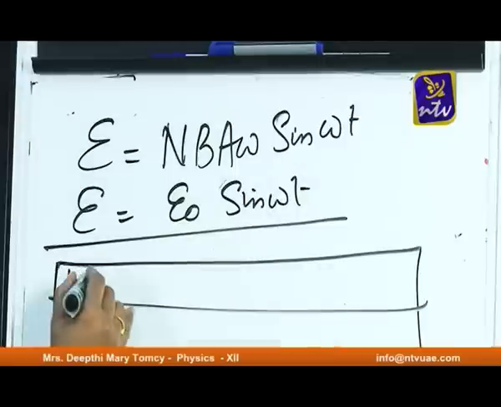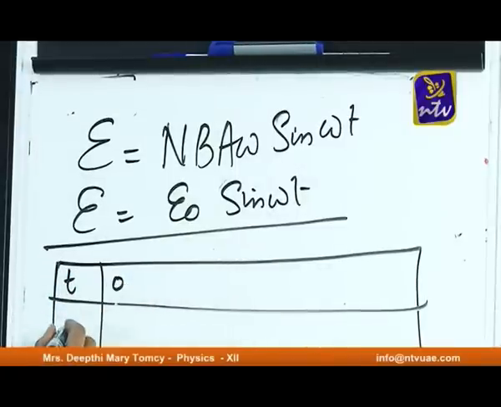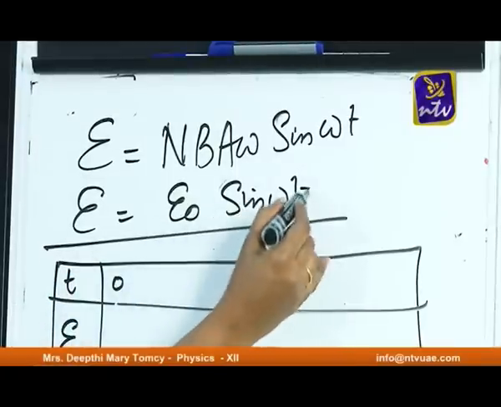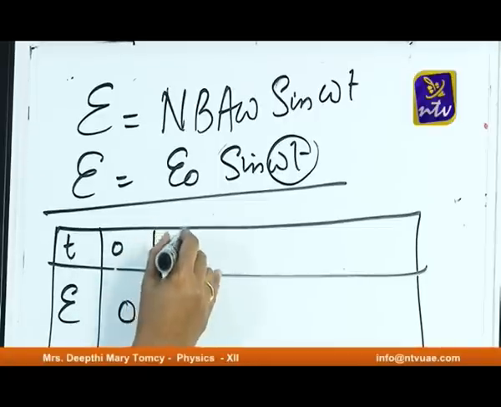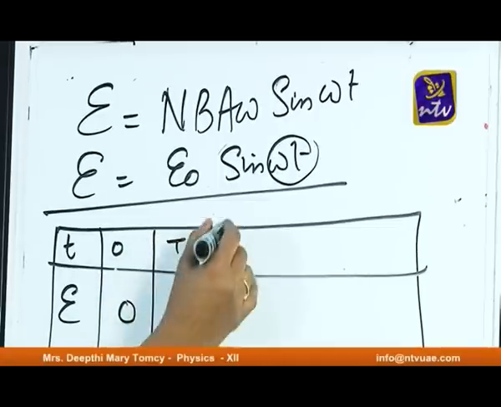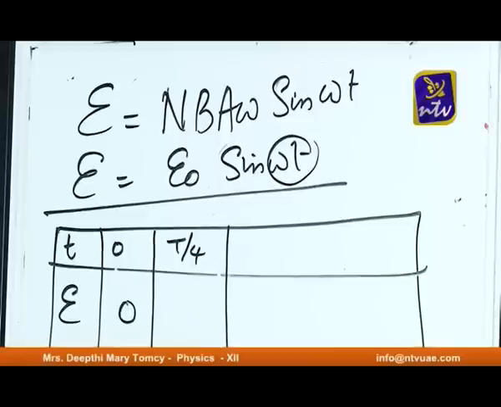When time is 0, the value of EMF is also 0 because sin 0 is 0. When time becomes T by 4, that means the coil has turned by an angle 90 degree, sin 90's value is 1.